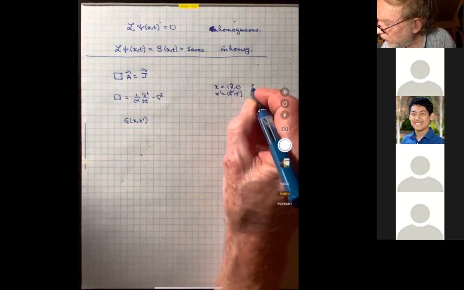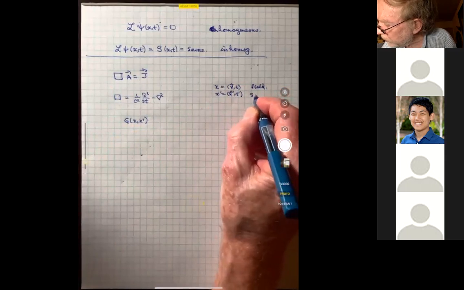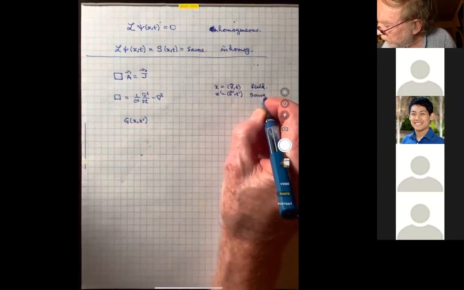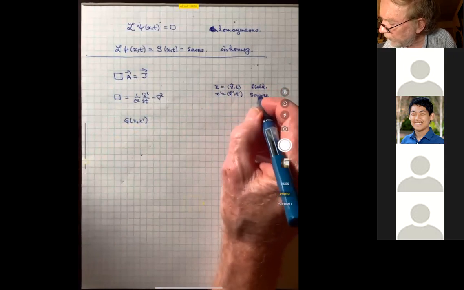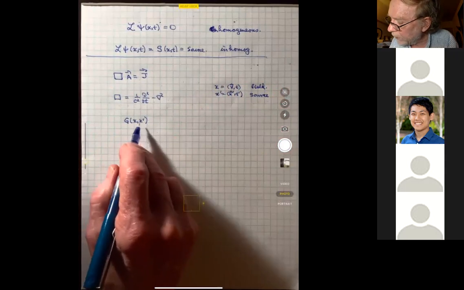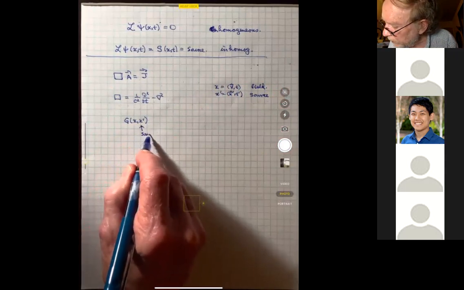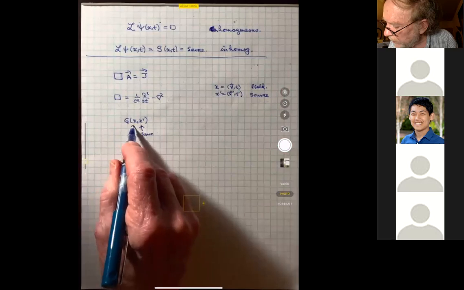The x and t we can call a field or observational point, and the x prime and t prime we'll call a source point. Sometimes you might call these initial and final as well, something like that. But anyway, G depends on a pair of space-time values, of which the second one is the source, and the first one is the field point.